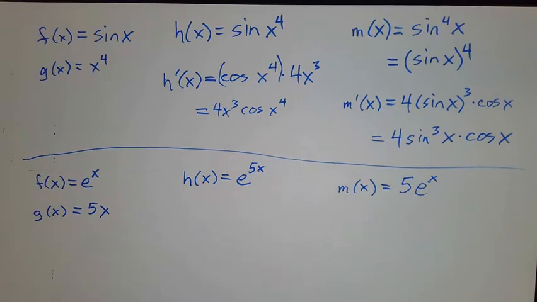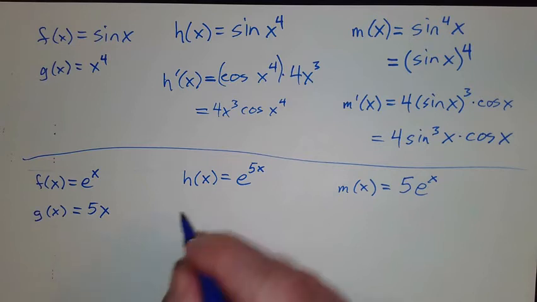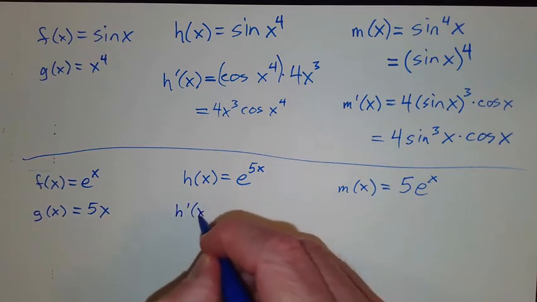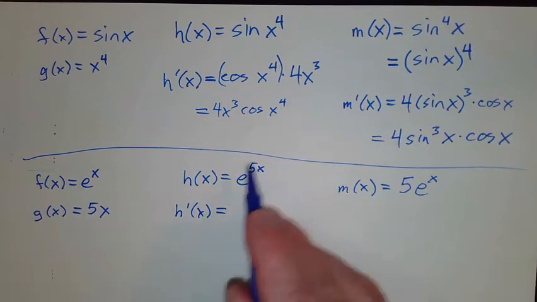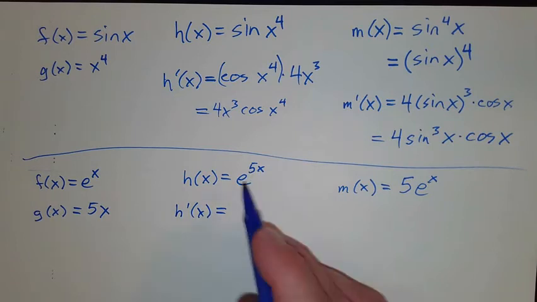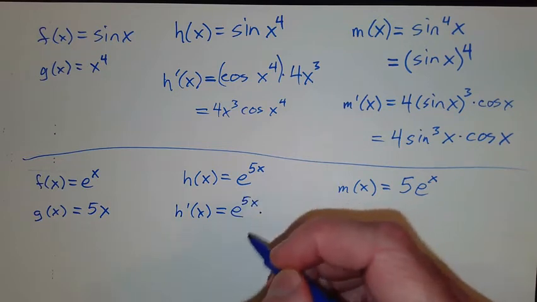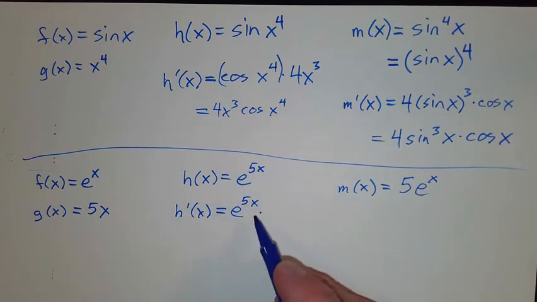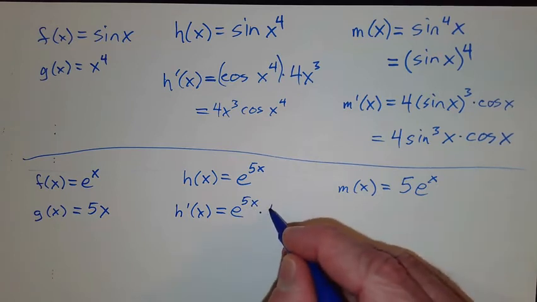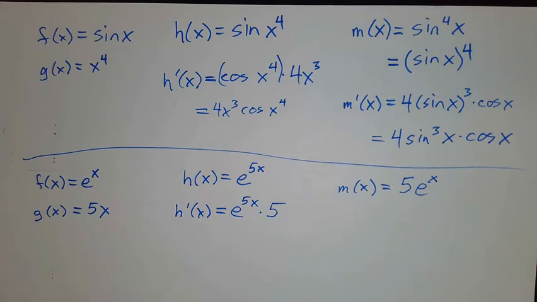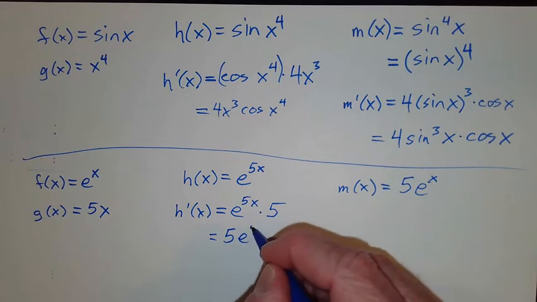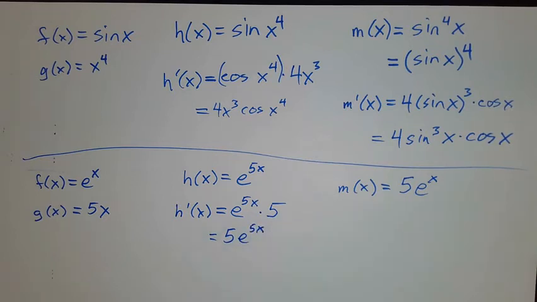So starting with the derivative of e to the 5x, my big picture function here is e to the something power, and the derivative of e to the something power is e to the something power times the derivative of the something. In this case the inside function is 5x, so times the derivative of the 5x, which is simply 5. And I would rewrite that as 5 e to the 5x. Not a necessary simplification, but one that I would probably do.